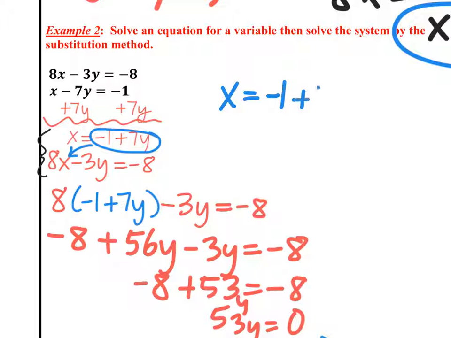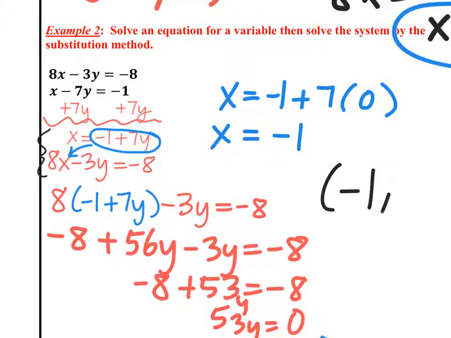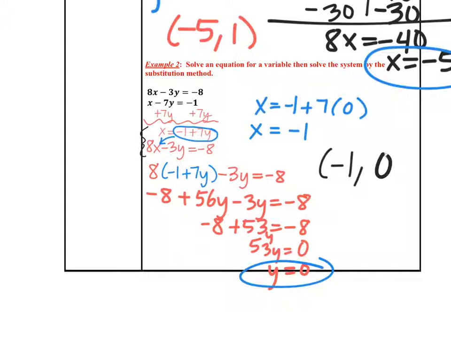Negative 1 plus 7 times 0 would just be negative 1. Write your final answer as a point. Negative 1 comma 0 is your final answer. Be careful. You solved for y first. That is not what goes first in the point. It goes in the y spot, which might be stating the obvious, but be careful.